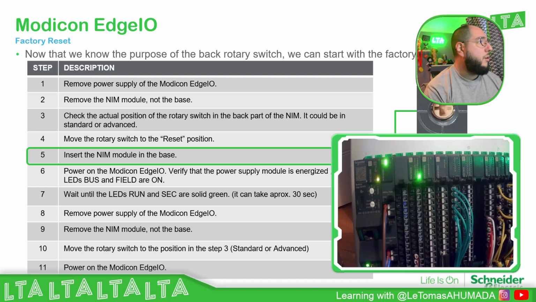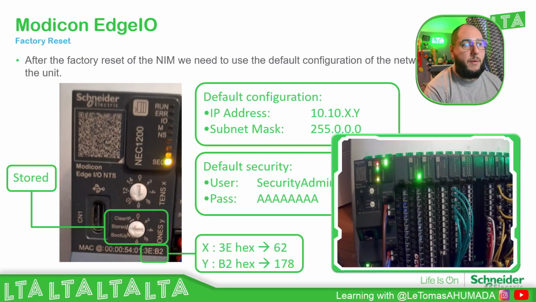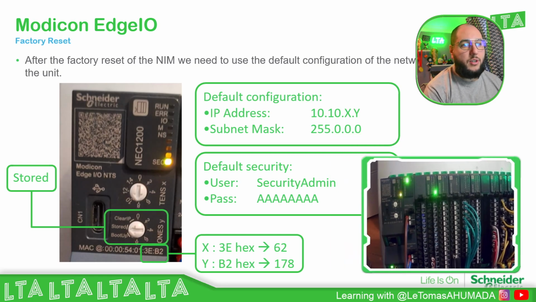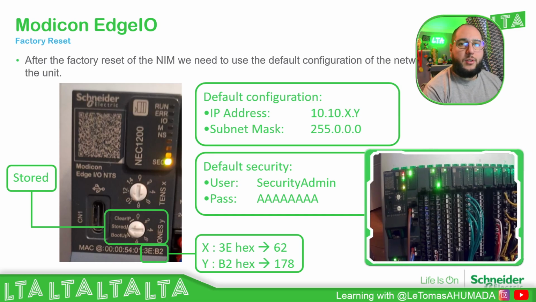So let's take a look at the next slide, which gives us information about the default configuration of the device. By default, we have the IP address 10.10 and the last 4 digits of the MAC address. The MAC address, as shown in the picture, can be found at the bottom next to the rotary switches. I recommend using the store just to play with it at the beginning. The default IP address is 10.10 plus the 4 digits, and the subnet mask is 255.0.0.0. So we should be able to access this web page.